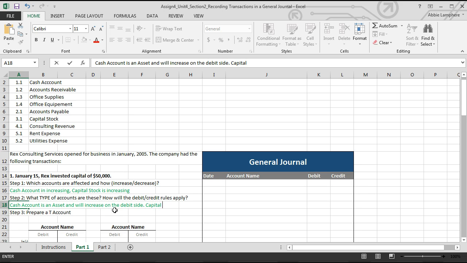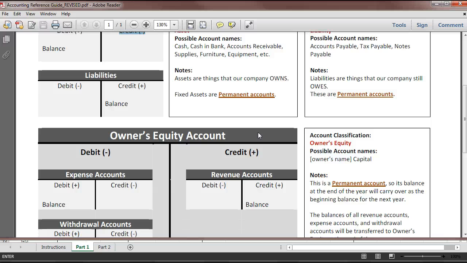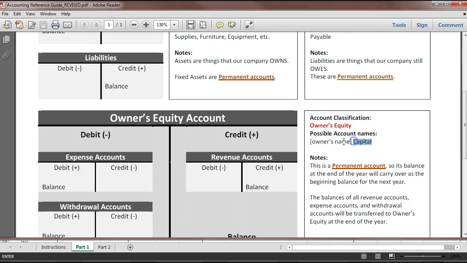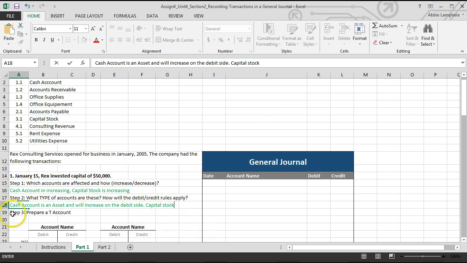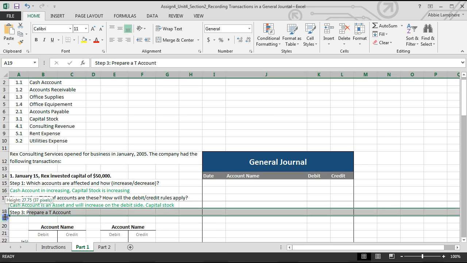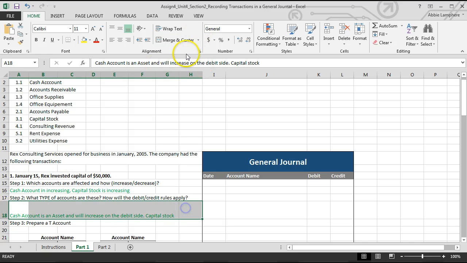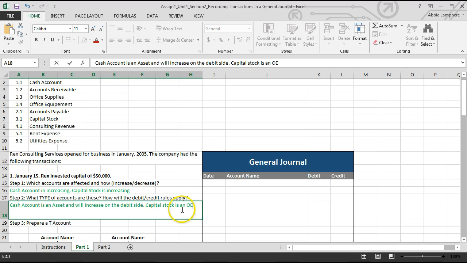Capital stock. Going to our reference guide, hopefully we know by now, whenever we see capital in an account name, that is an owner's equity account. As an owner's equity account, it is set up to decrease on the debit side, increase on the credit side. So we said capital stock is increasing. I'm going to do a little merge and word wrap here. So capital stock is an owner's equity account and will increase on the credit side.